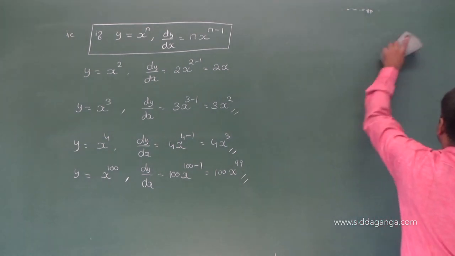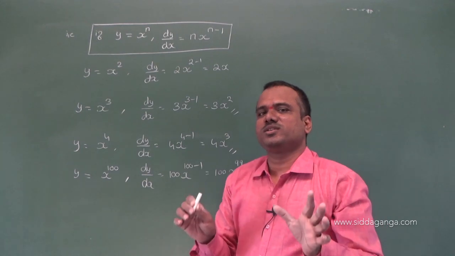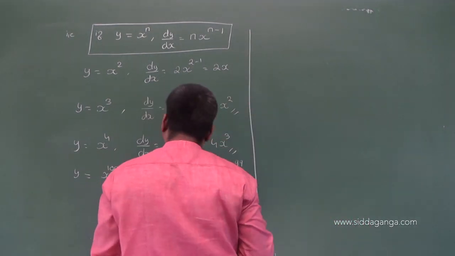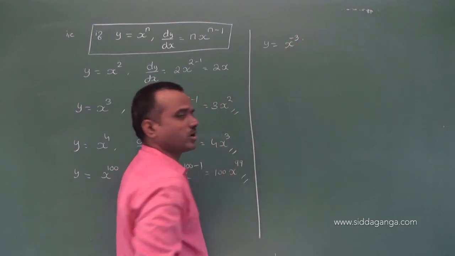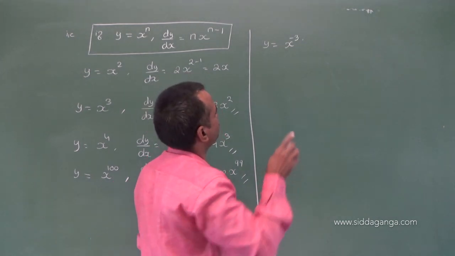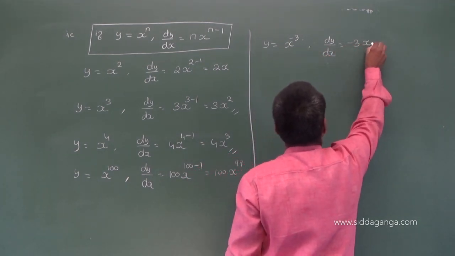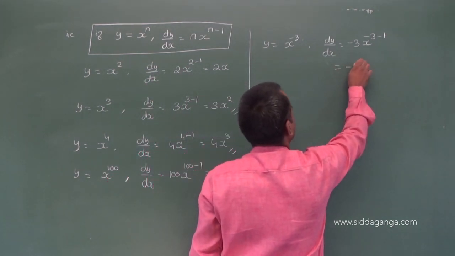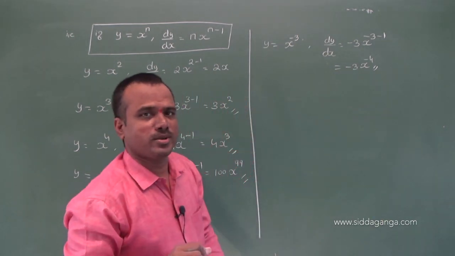One by one, very slowly we have to perfect, because this chapter is a very important chapter. If you know this chapter very well, mathematics is very easy. Okay, so y is equal to x to the power 100 is over. Suppose I take one more value. Y is equal to x to the power minus 3. Find the derivative, meaning dy by dx, or else f dash of x. Both are the same. So dy by dx is minus 3 into x to the power minus 3 minus 1, that is minus 3 into x to the power minus 4.